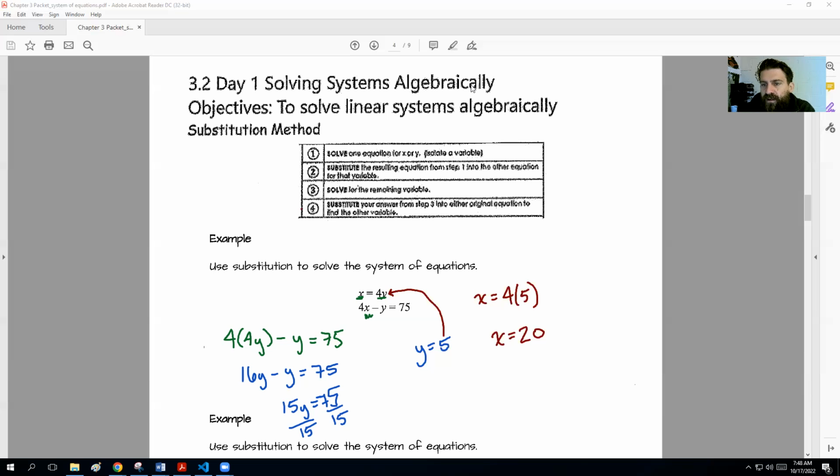So that means our point is, now remember with points, we put the x first, then the y. If we were to graph these two equations, it would cross at 20, 5. X would be 20, y equals 5. So that would be one that would be really off of our grid here, but we can use algebra to actually solve this.